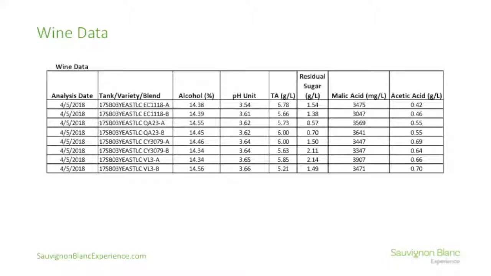So if we look at the wine data, you will see we acidulated. They're all around 6 grams per liter TA, with the pH lowered to around 3.6. The alcohols are very similar. So I feel pretty confident in saying that the differences you observe in these wines are not due to basic chemical parameters, okay?